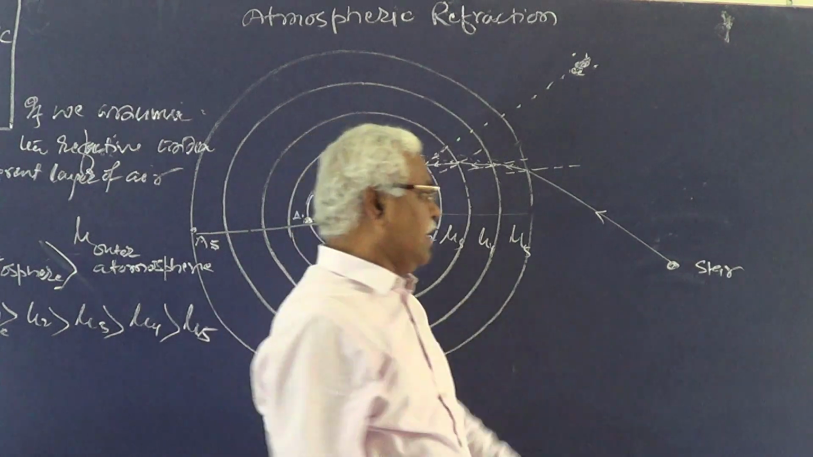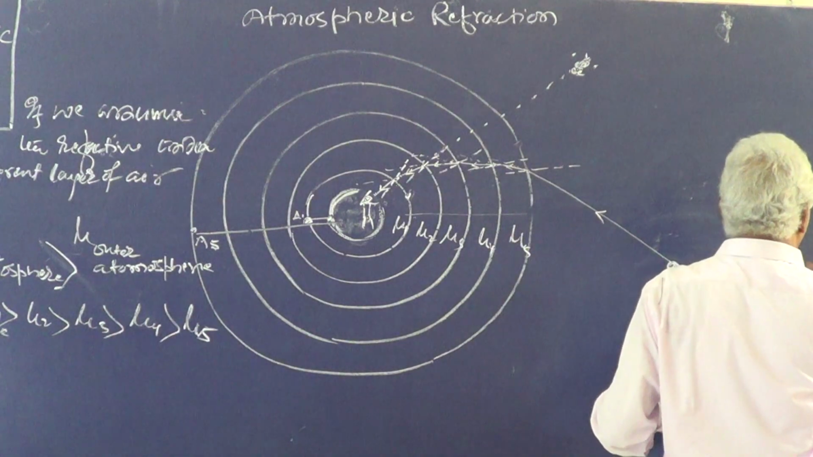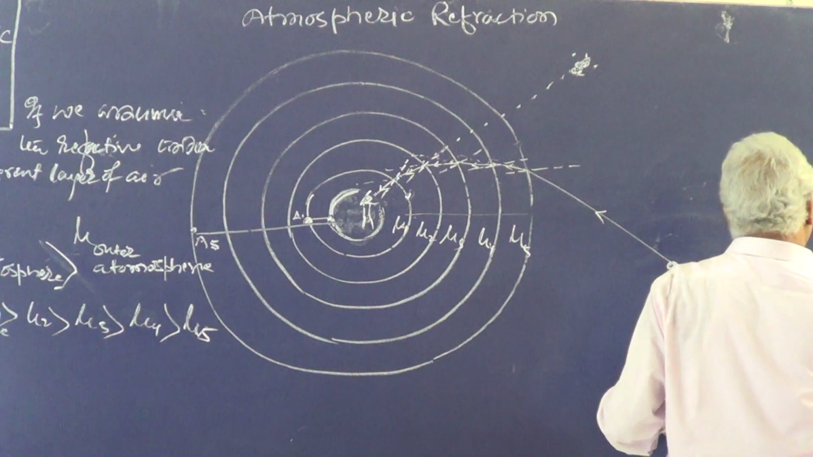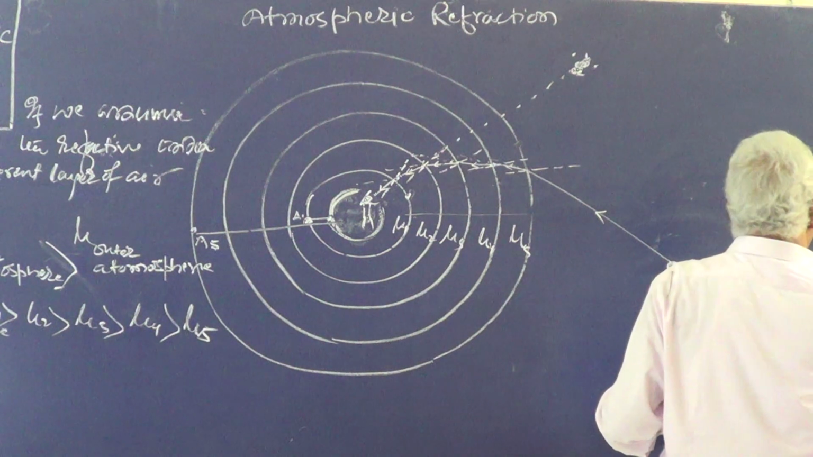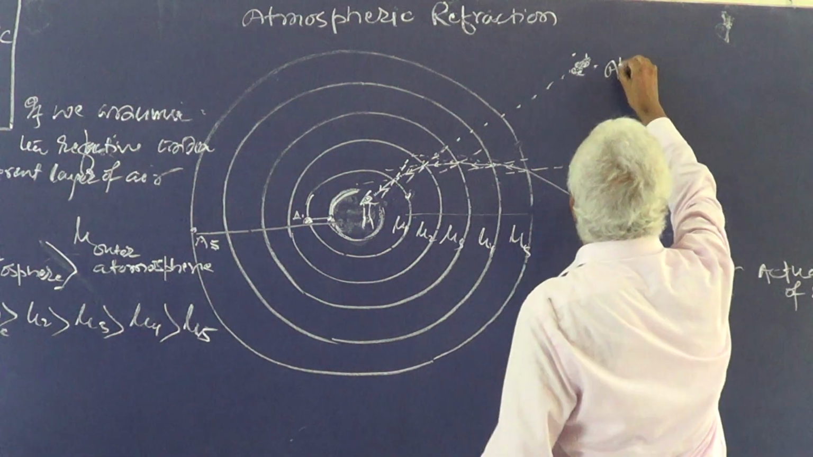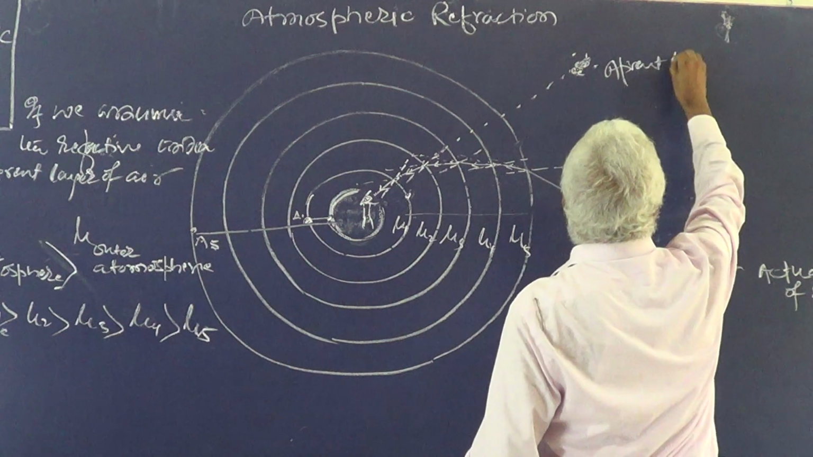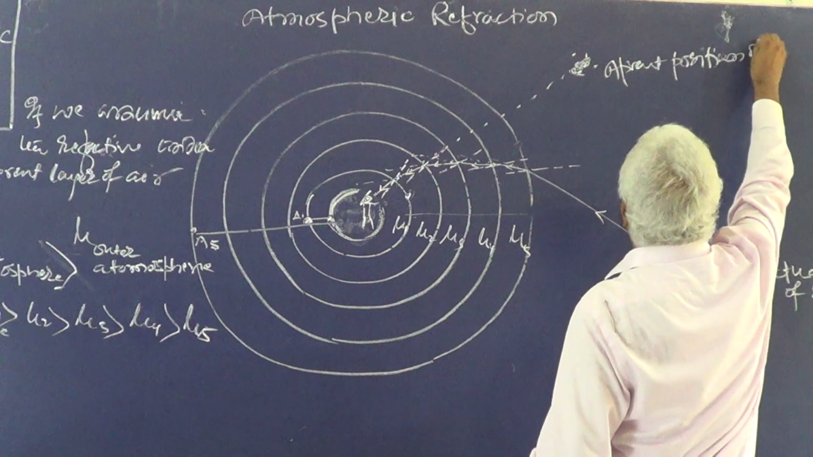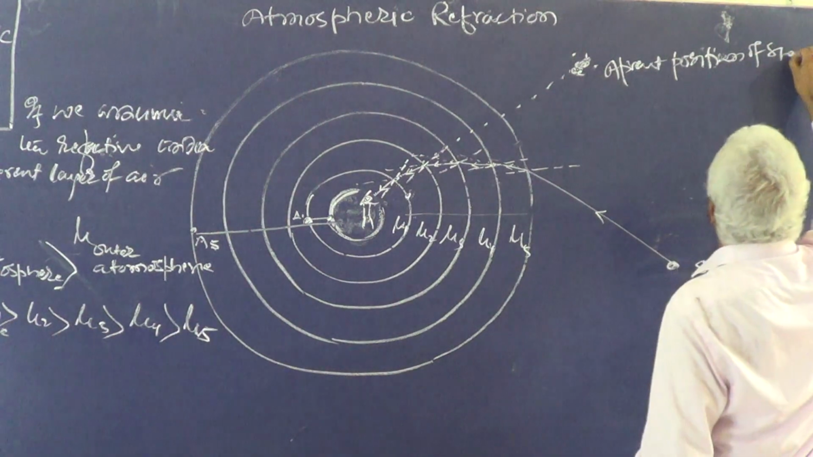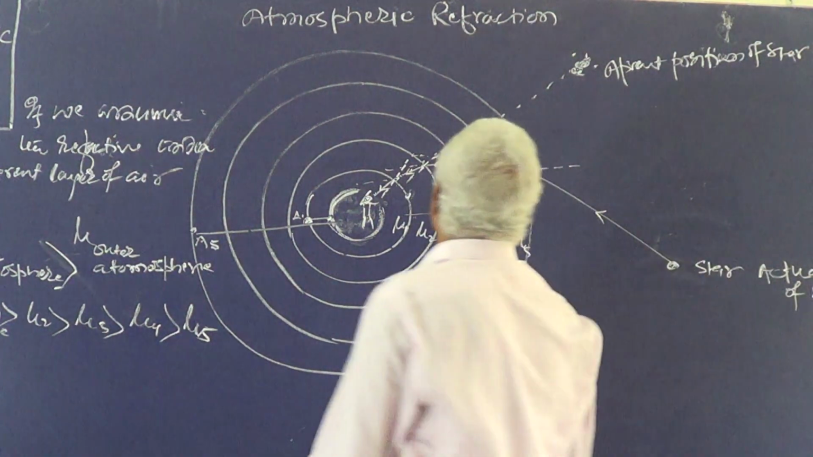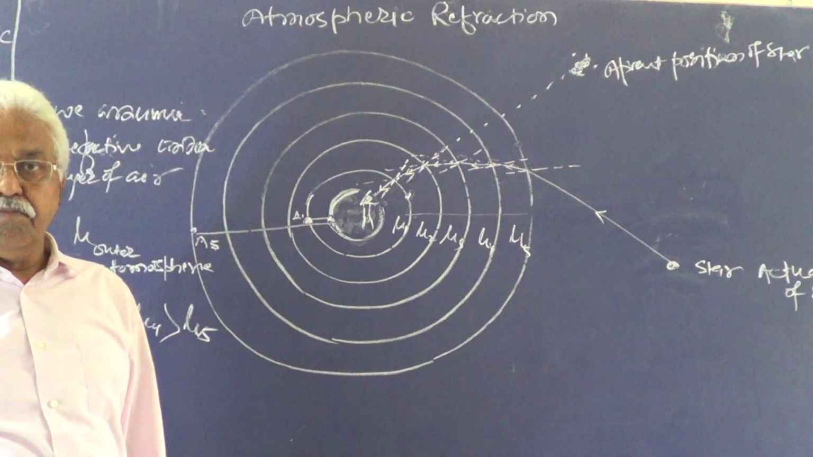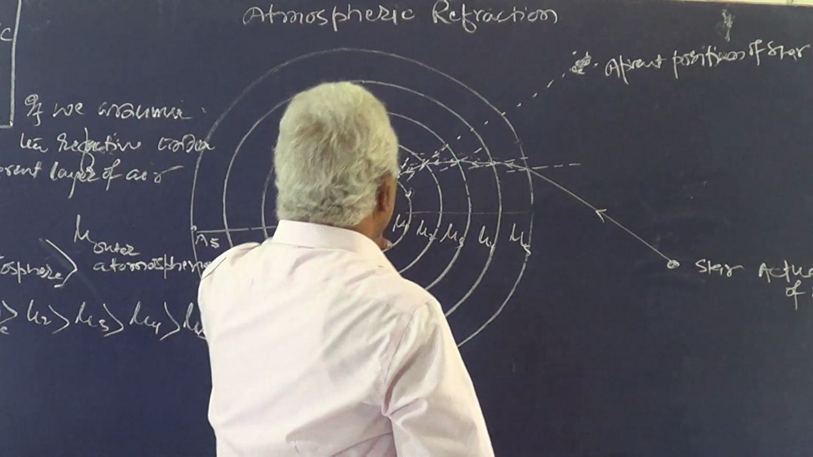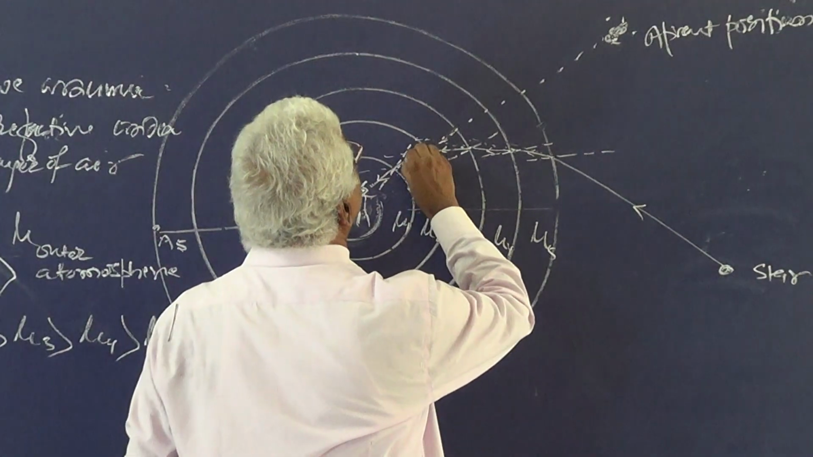Actual position of a star, actual position of a star, and it's about the apparent position. Position of a star. Apparent position of a star. Tick. Okay. Because the light seems to be coming like this from here.